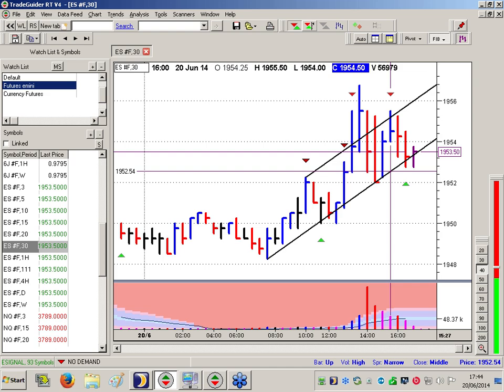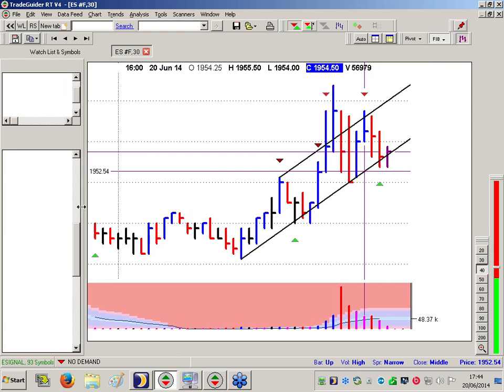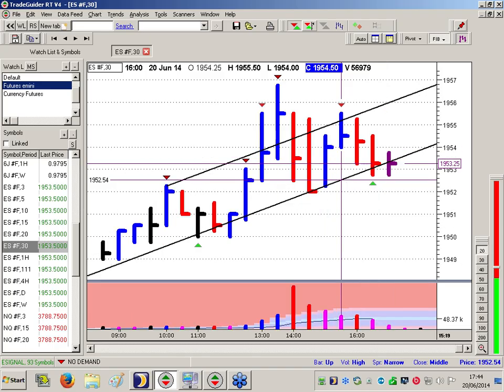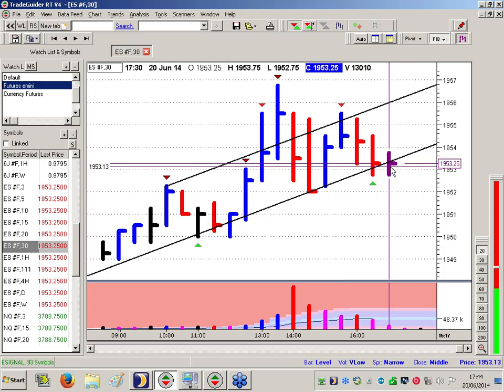Okay. Now, if you've got any questions about this particular chart, Reese is sitting in front of the screen and you type in the question. Right. So Edmund is saying, are we seeing a little distribution in this area? Every time it goes to 1955, the price gets rejected. So he's talking about up here, Tom.